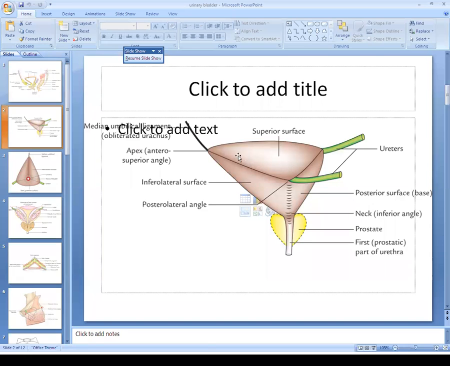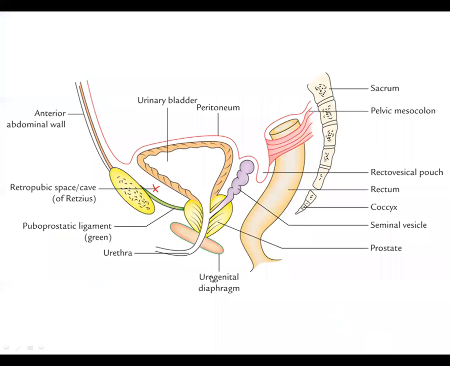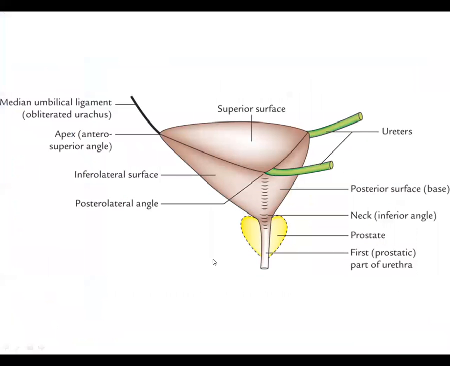It is tetrahedral in shape and it is situated behind the pubis symphysis. So when it is empty, it is tetrahedral in shape, like that you can see here. So it is tetrahedral and it has apex, which is this one, then the base or the posterior surface. This posterior surface is called a base.